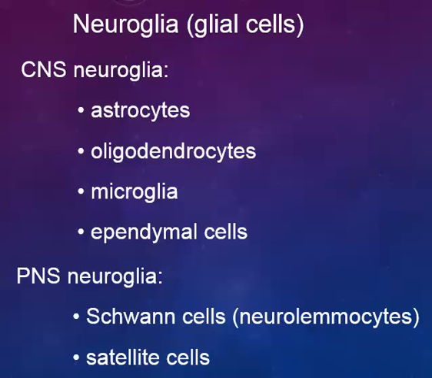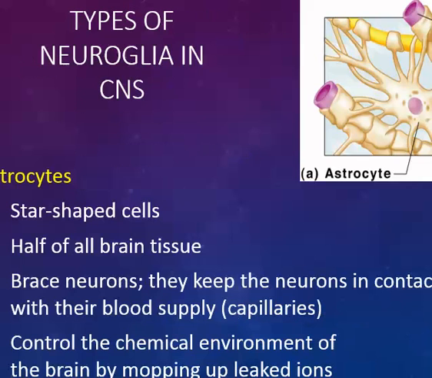Well, let's do a quick review here of the neuroglia, or the glial cells. We'll look at the CNS neuroglia and the PNS neuroglia. Okay, let's start with the CNS neuroglia. Let's look at astrocytes. What are astrocytes?